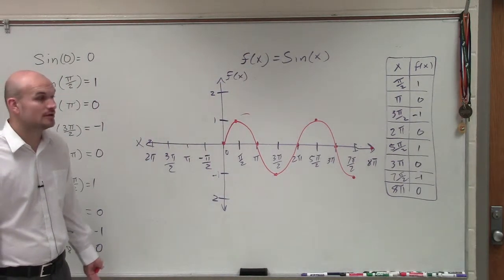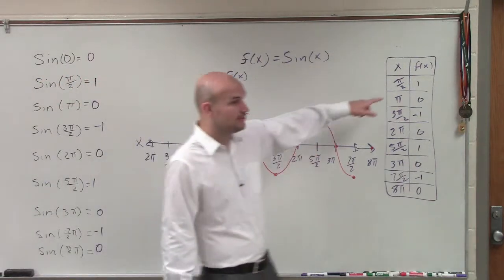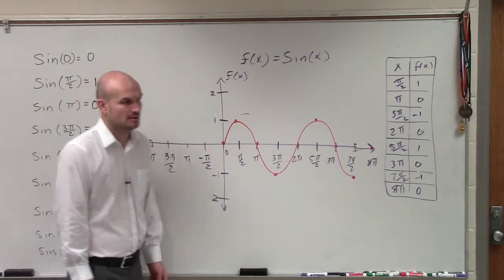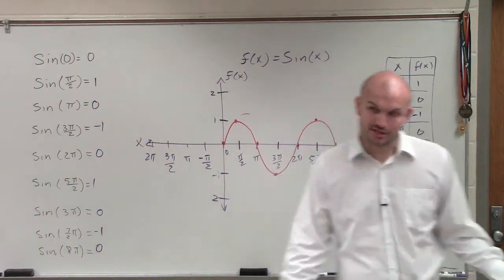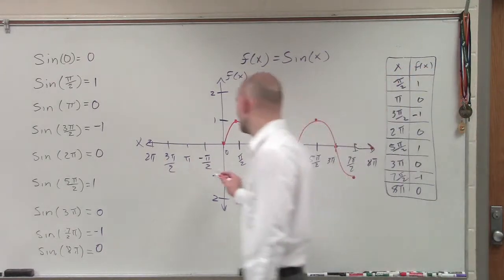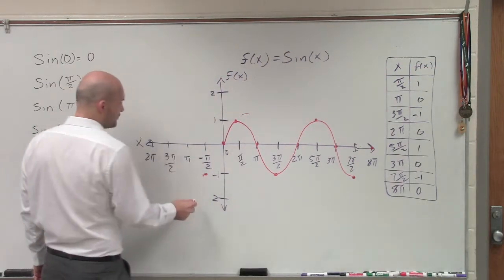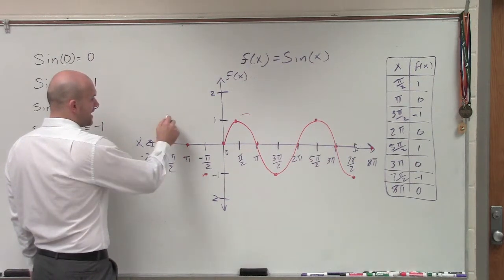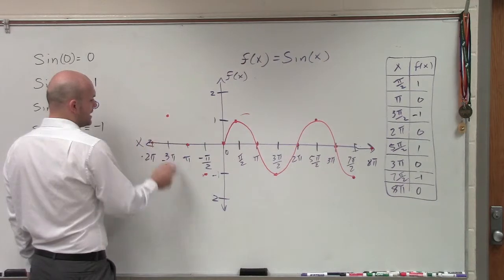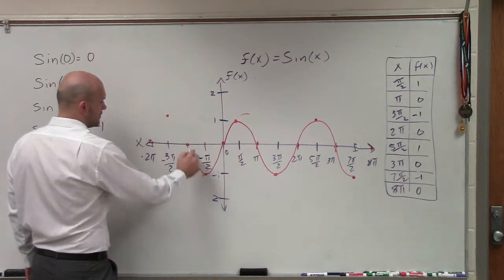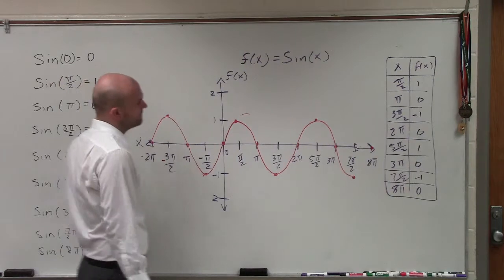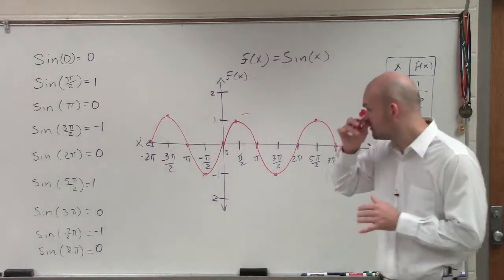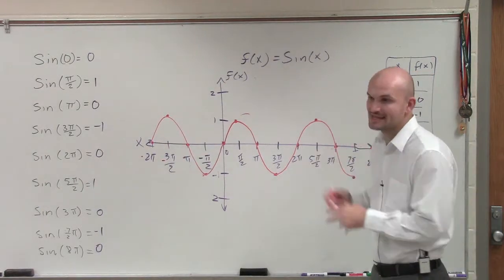I'm not making any assumptions, but here are the points we plotted, right? When we put them on an x and y axis, this is what we get. Now, if I go in the negative direction, do you think it's just going to continue this exact same pattern? Yeah, exactly. So negative pi halves is negative 1. Negative pi is 0. Negative 3 pi halves is 1. And negative 2 pi looks like that. OK? So if you guys go ahead and graph the sine function in your calculator, this is exactly what you're going to get.